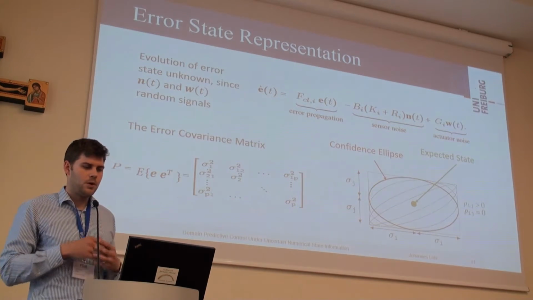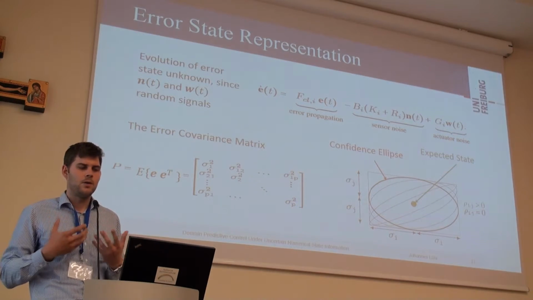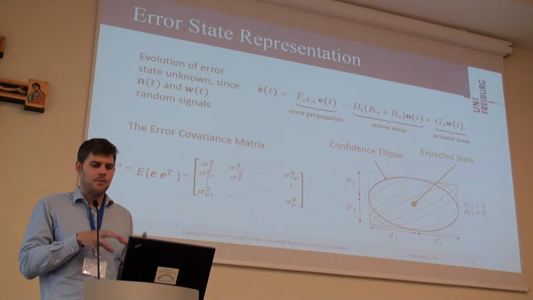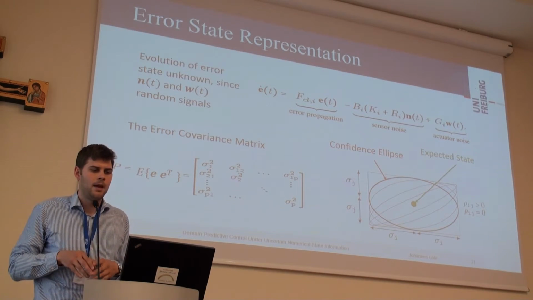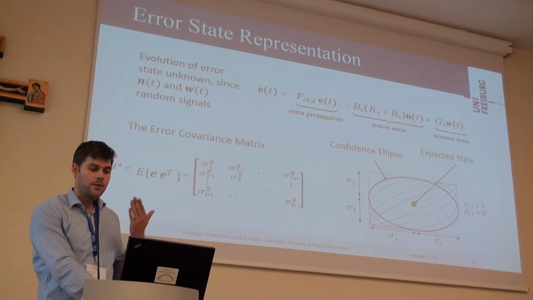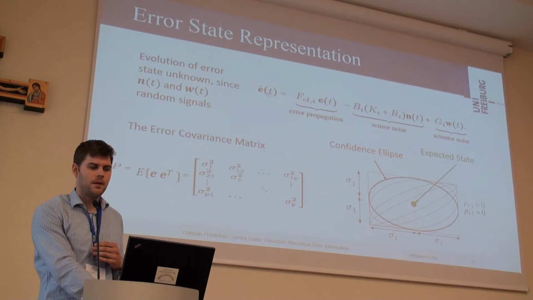So, if we would like to account for errors during the planning process, we have to bring that somehow to the PDDL domain. And if we sum up the equation of the previous slide, we get this equation of the dynamics of the error. It's basically combined by the error propagation, the induced sensor noise, and the induced actuator noise.